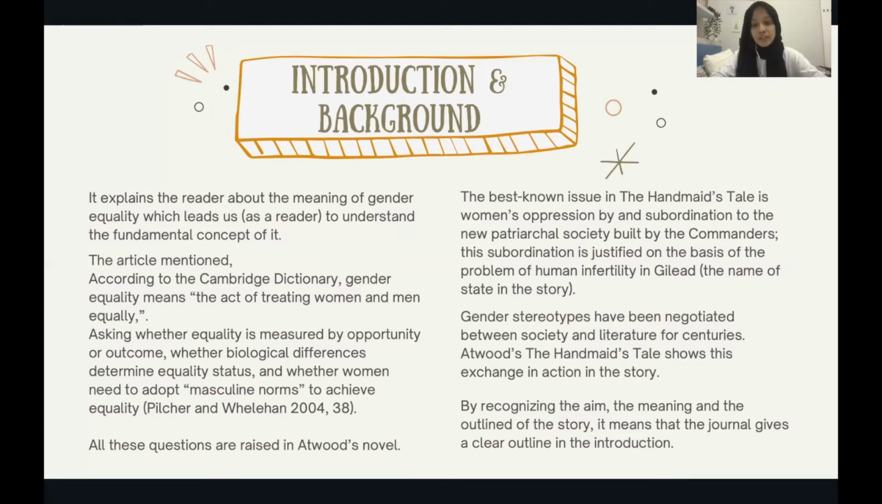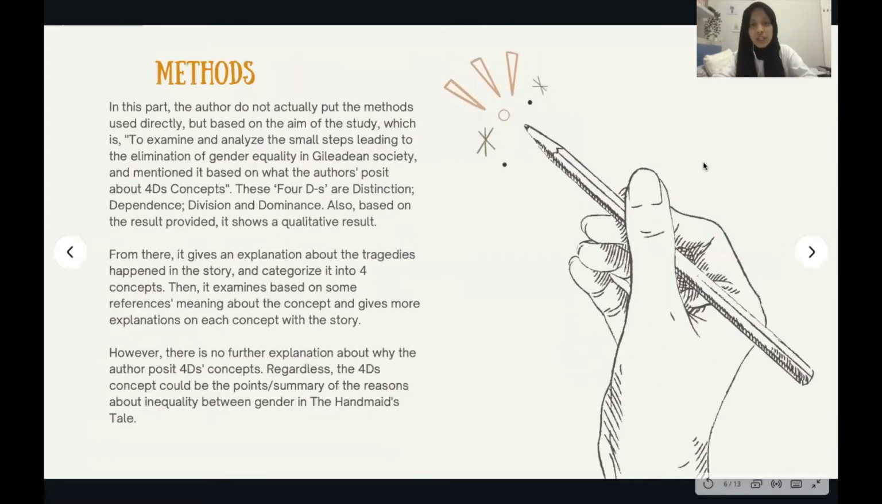And gender stereotypes have been negotiated between society and literature for centuries. Atwood's The Handmaid's Tale shows the exchange in action in the story. By recognizing the aim, the meaning, and also the outline of the story, it means that the journal gives a clear outline in the introduction section.